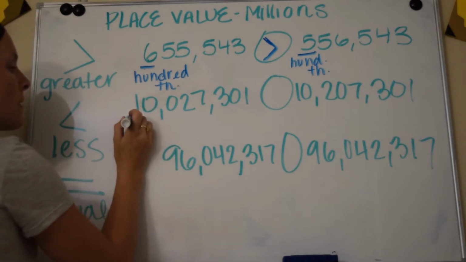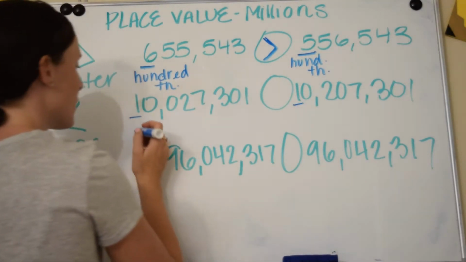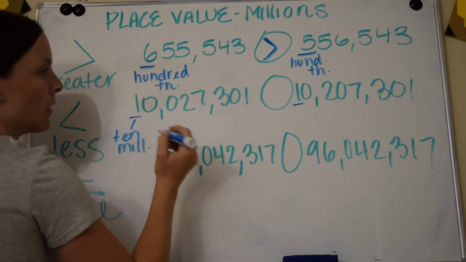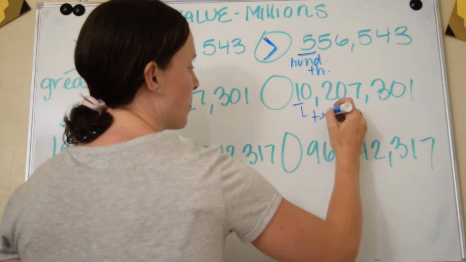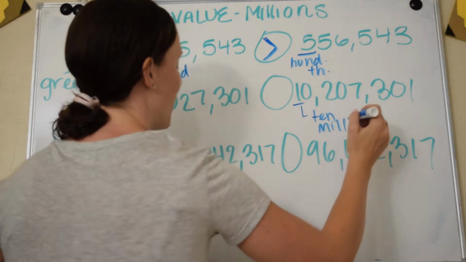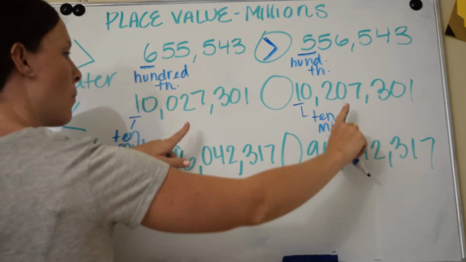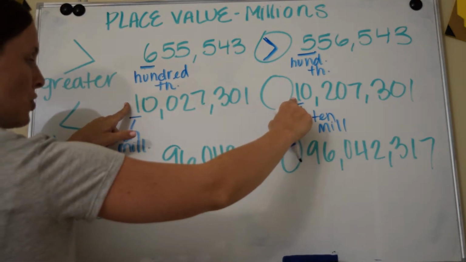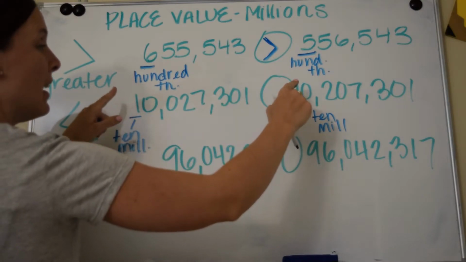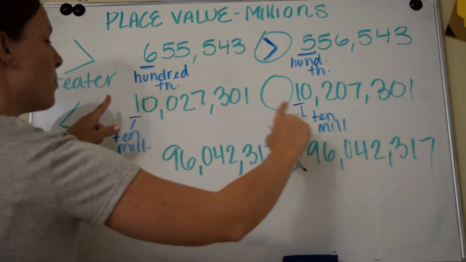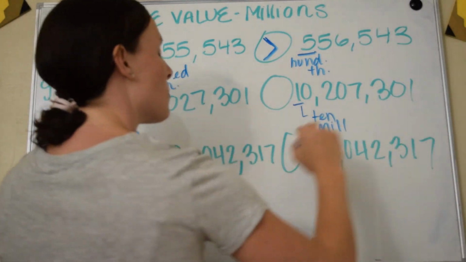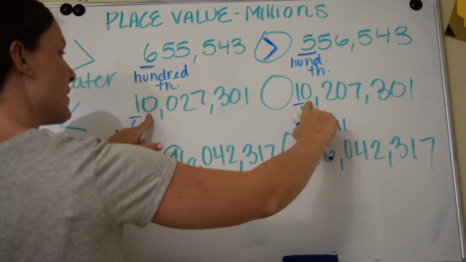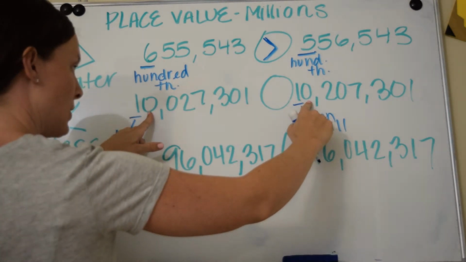But first, always underline the first digit. This is sitting in the 10 millions, and this is sitting in the 10 millions. So that means I can start going down one by one and comparing. 1 and 1 so far are equal to each other. So far it might be equal, but if you start to notice that the numbers are equal, make sure you go all the way down the number before you put your equal sign in there. The next one is a 0 compared to a 0, that's equal.